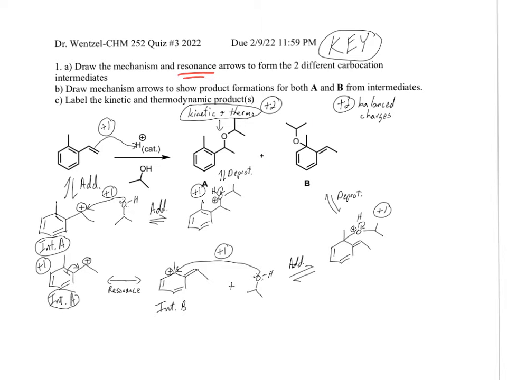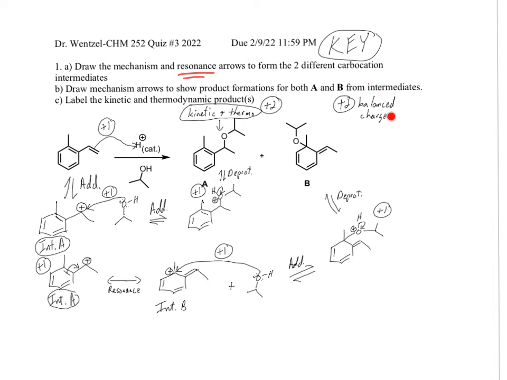If you're thinking in free energy terms, B is both the higher energy intermediate, higher energy product, sorry, and it comes from the most high energy pathway. So it's not very likely either way. Whereas this one is the most stable product, so thermodynamic product, and it comes from the lowest energy pathway. So it's also the kinetic and the thermodynamic product.